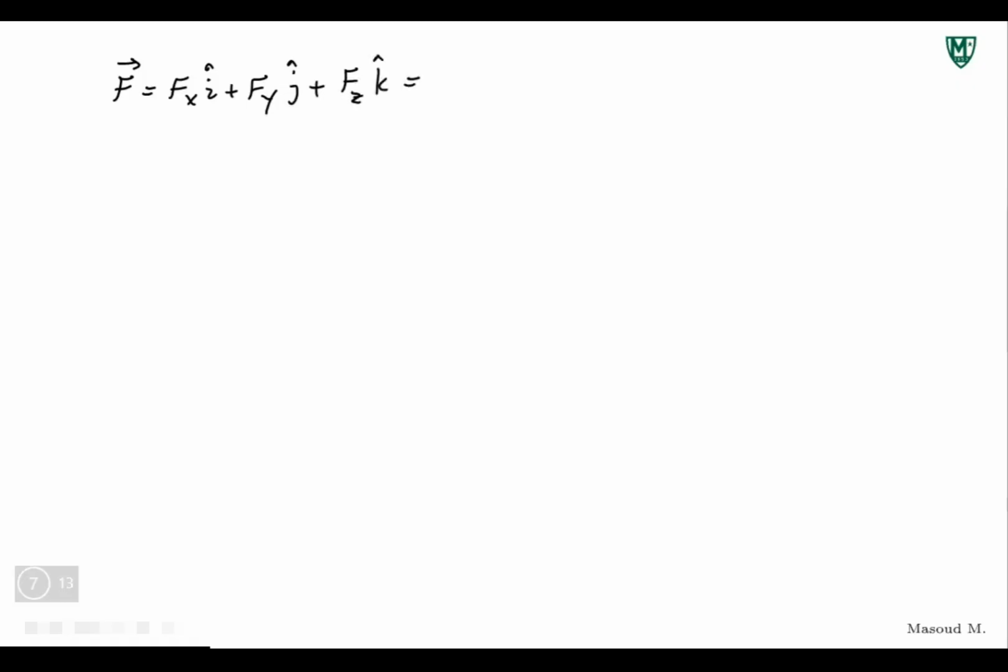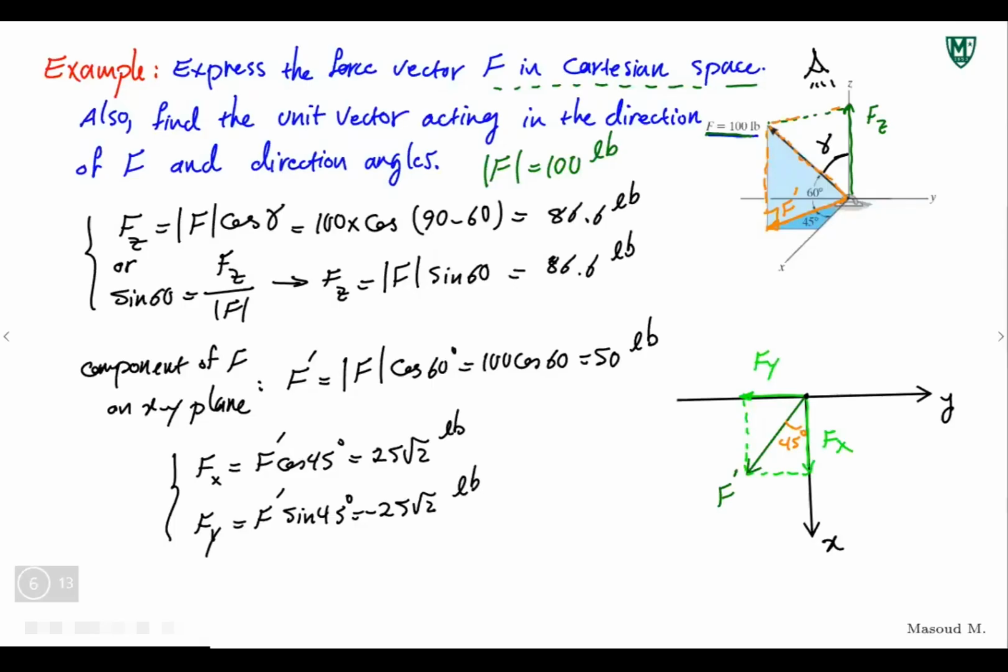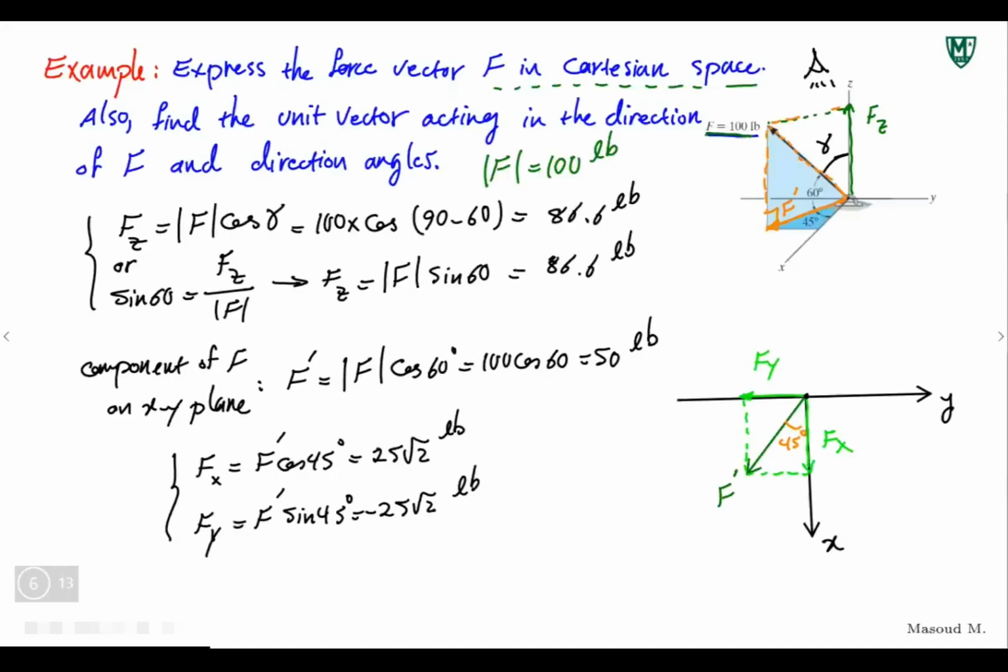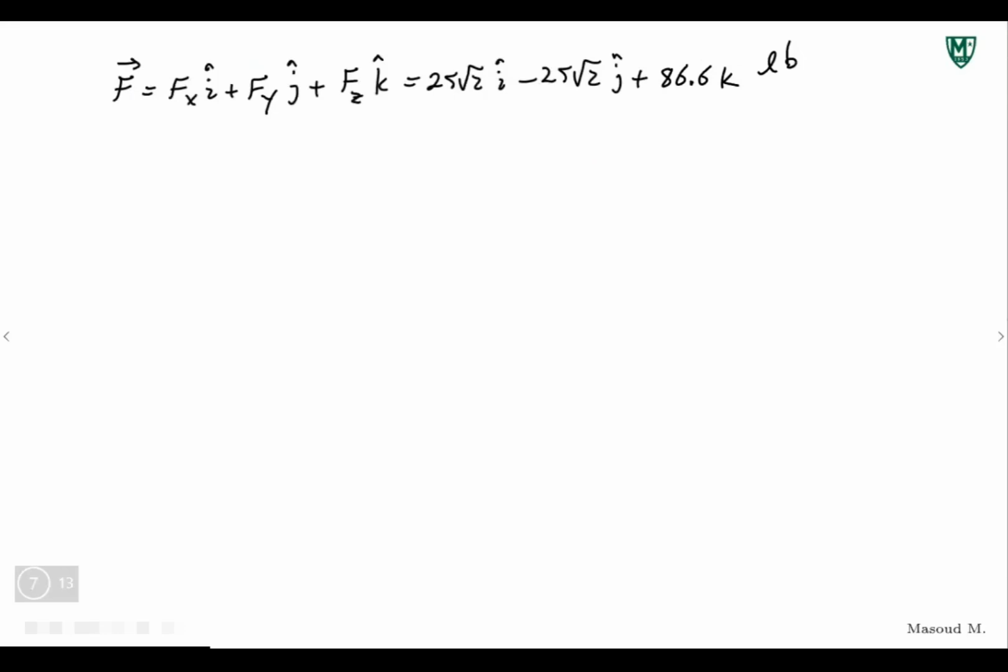Now the values were 25 square root of 2 i minus 25 square root of 2 j, and the last one was 86.6 k. The unit is pounds. So that's F. It's the first part of the problem solved. Now the second part was asking us to find the unit vector and the direction angles, alpha, beta, and gamma. How do I do that now that I know what the vector is?